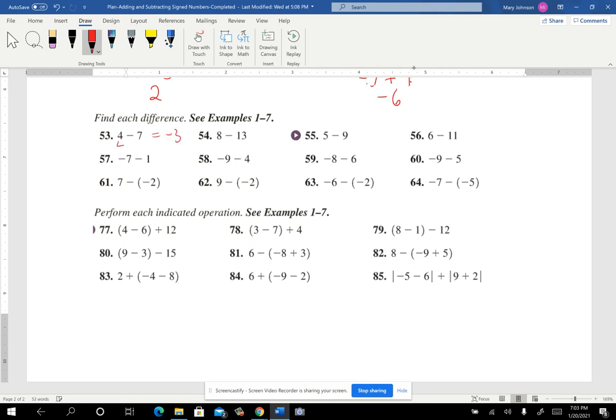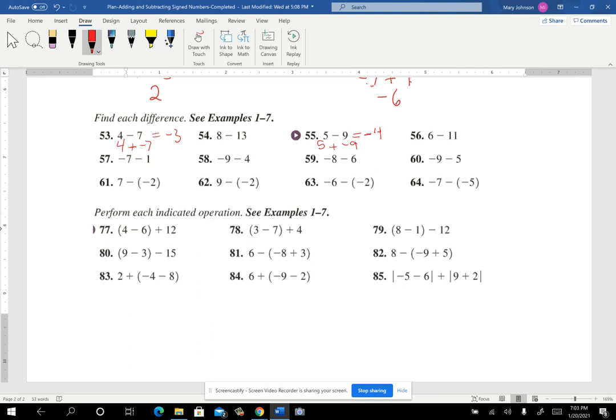You can do keep, change, change to see that if that's helpful. On 55, I have $5, but I owe 9, so I'm still in debt 4. So I have a negative 4. Keep, change, change. By the way, see that little arrow right there? If you were in the interactive textbook, you could click on that, and I think it would do a little video for you.